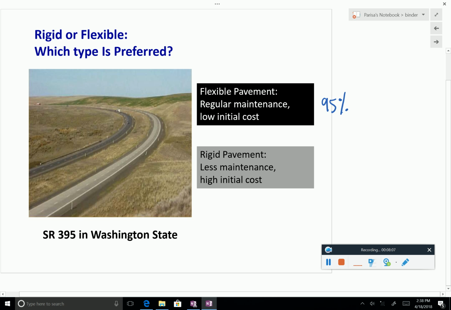How many miles of roads do you think we have in the country? Total. Have a guess. It's about 4 million miles, over 4 million. So because of that, you want to have something which is inexpensive, and the material becomes very important, what you are using, because it's a huge investment.